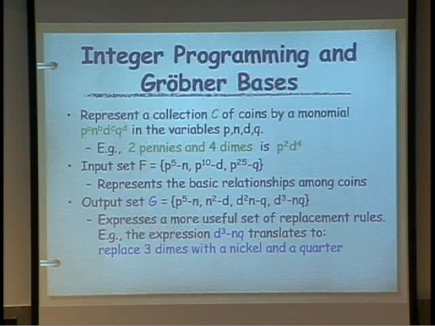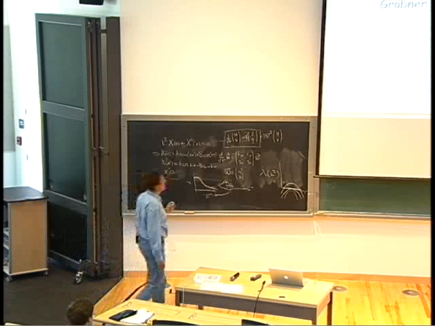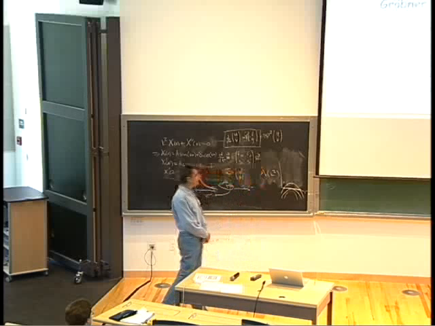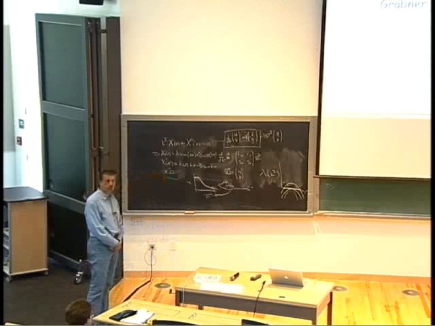So that's what I'm specifying. Now the output set is some set of polynomials that are also true relations: P to the 5th minus N, N squared minus D, D squared N minus Q, right? 2 dimes and a nickel is a quarter. And finally, D cubed minus NQ: 3 dimes has the same value as a nickel and a quarter, namely 30 cents. So the way I interpret these is as replacement rules. The expression D cubed minus NQ translates in English to: replace 3 dimes with a nickel and a quarter.